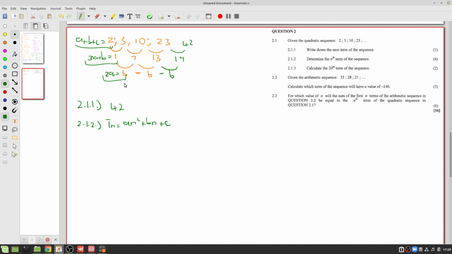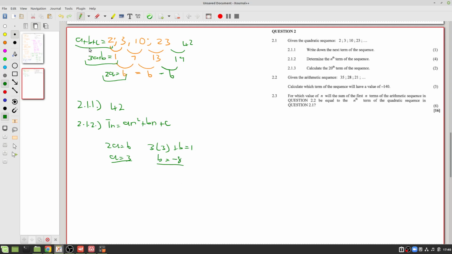Solve for a first, so 2a equals 6. We divide both sides by 2 and we get a equals 3. Now we can solve for b. So 3a, but we already know a is 3, plus b equals 1. So 9 plus b equals 1. If we take over the 9, 1 minus 9 is negative 8. So b is negative 8.